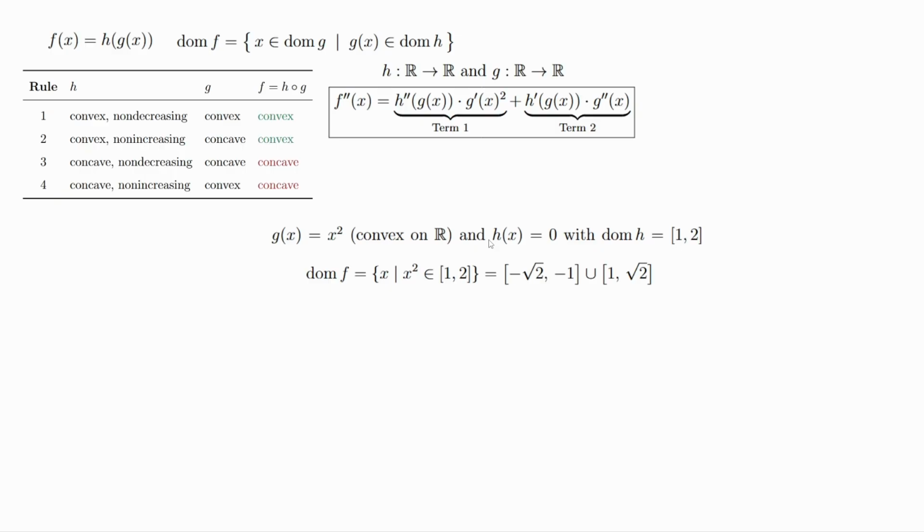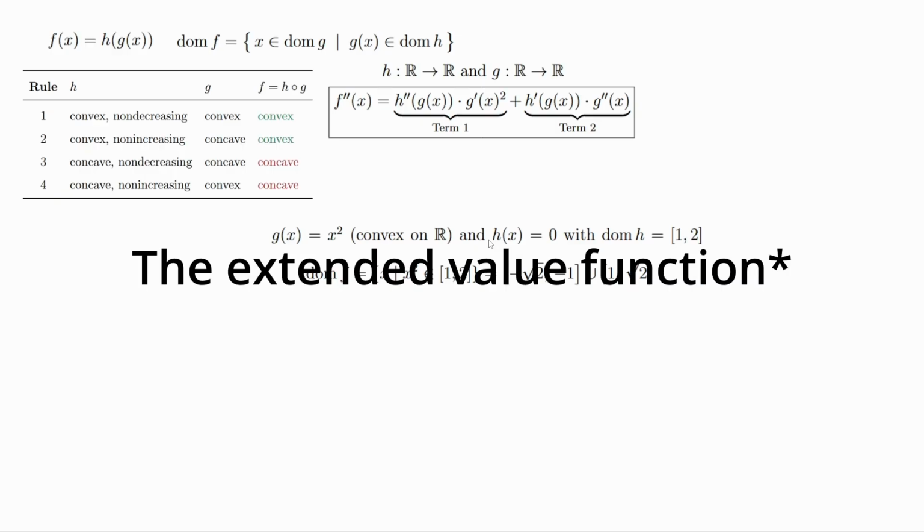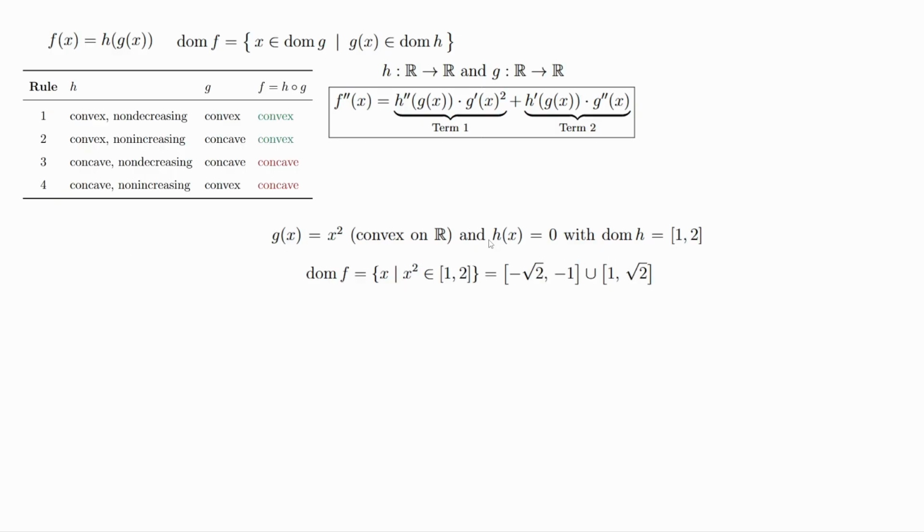So why did this fail? This failed because the extended value function for, let's say, -1, so for h tilde of -1, that's positive infinity. But h tilde of 1, the extended value function, is 0. So h tilde is not non-decreasing, even though h is non-decreasing.